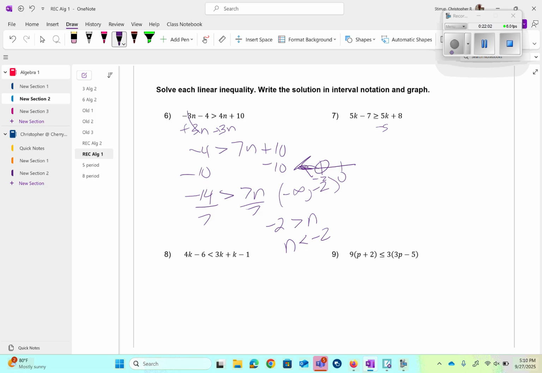Okay, on this one, if I subtract 5k from both sides, those cancel out. So negative 7 is greater than negative 8. Is that true or false? Is negative 7 bigger than negative 8? That's false. It means we have no solution, or you might want to write it as the empty set, that 0 with the big slash through it. That 0 with the slash does not mean 0. It means no solution.